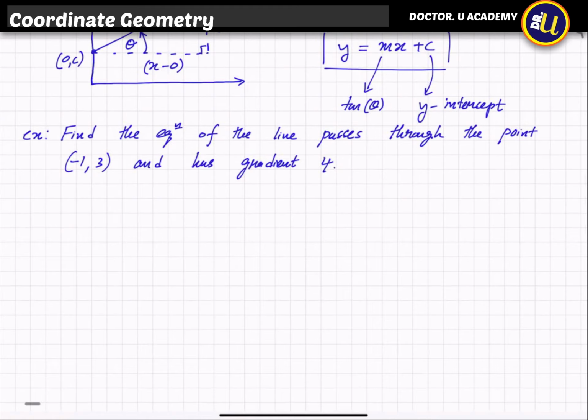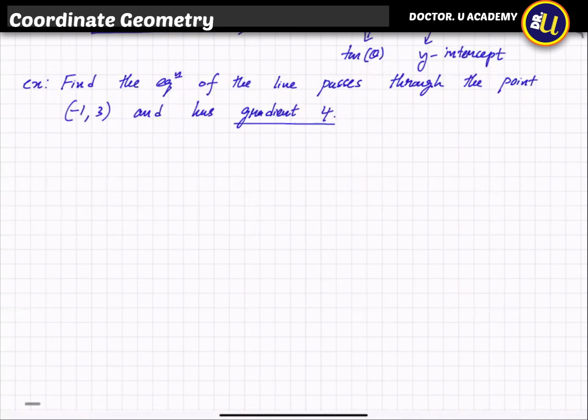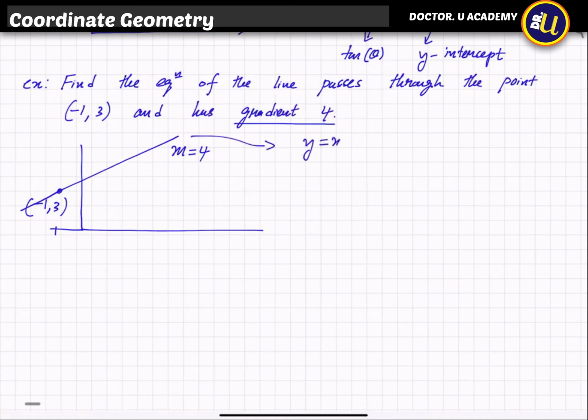Now in this example, we have to find the equation of the line. The gradient is given in the question. What we have to understand here is this. Minus 1 and 3, so that means x is minus 1 and 3 should be somewhere here. So the point is here, minus 1 and 3. So the line goes like this. The gradient is given to you, 4. The general equation of the line would be y is equal to mx plus c.